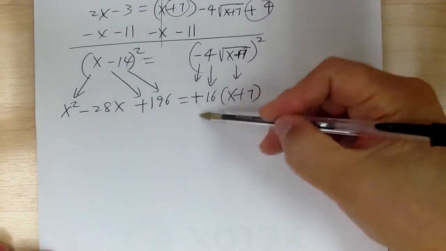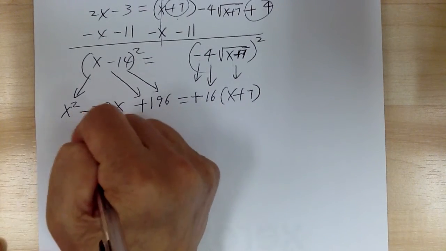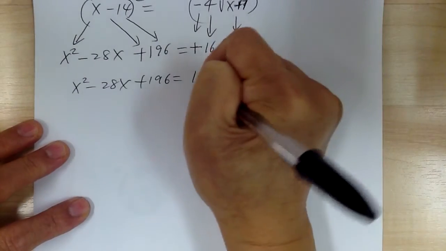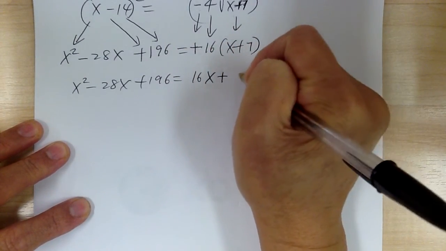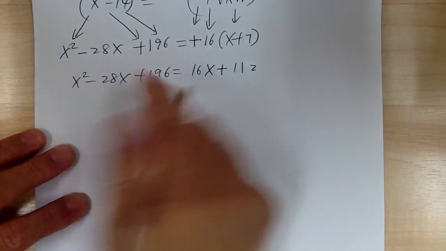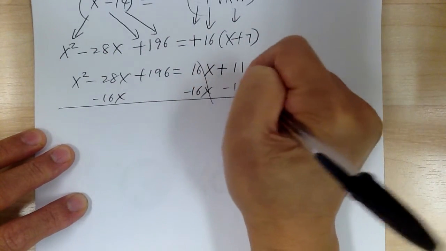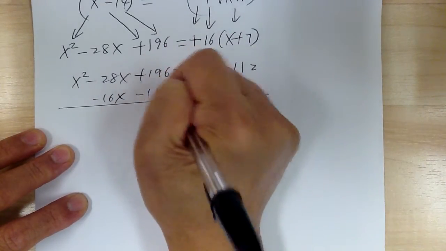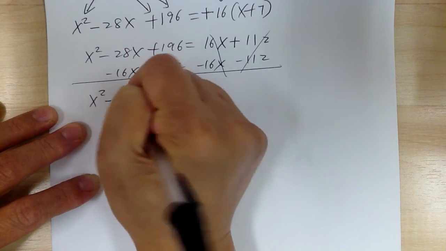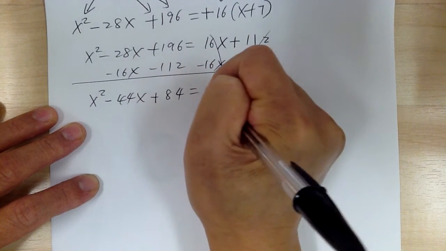Okay, so make sure you square each part and use parentheses. Then you have to work these things out. So this would be 16x plus 112. Now the square is on this side, so you need to go and make it equal to 0. Okay, so now it's all like regular solving, right? So you got x squared minus 44x plus 84 equal to 0.